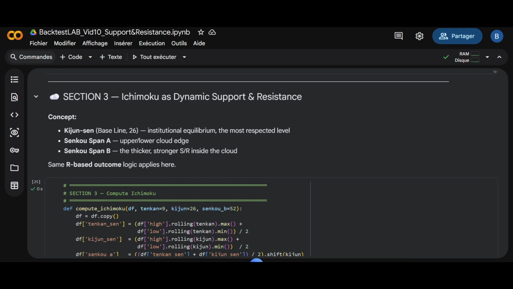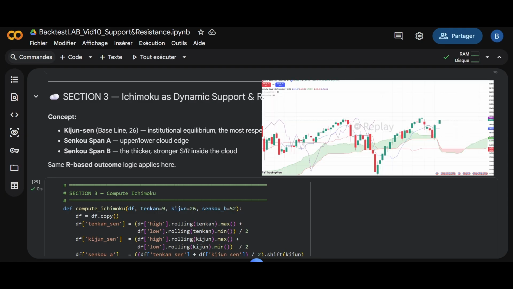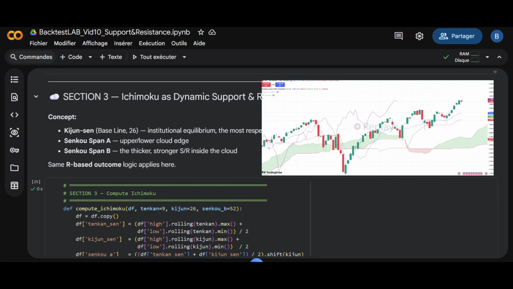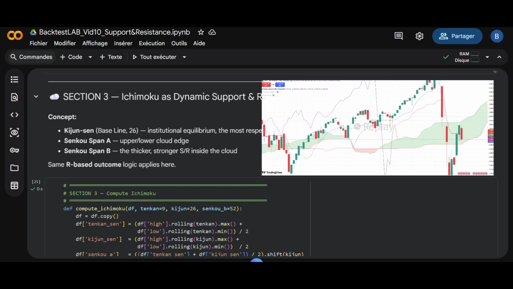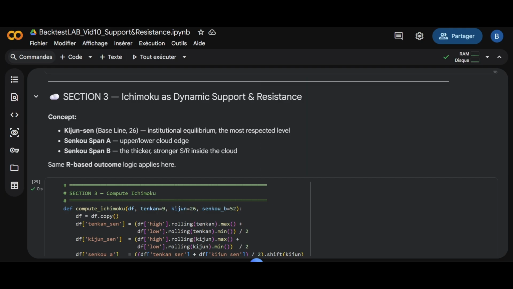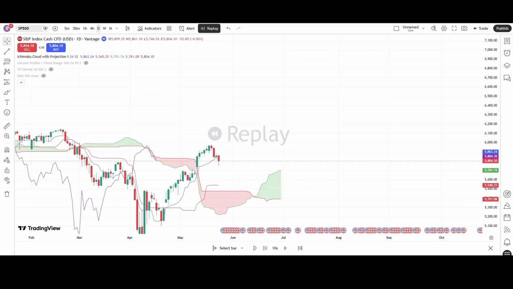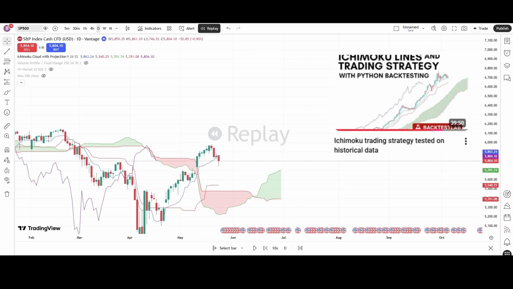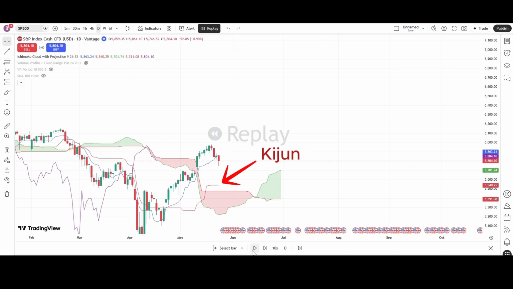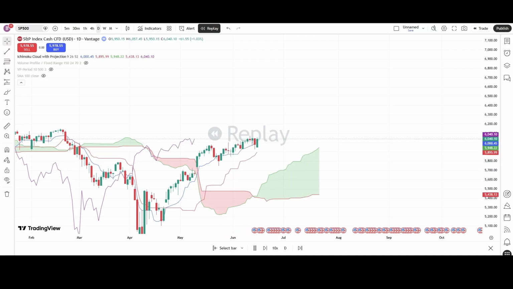Ichimoku is one of the most popular strategies to read the markets, and we can use it as support and resistance. And here we are using the main three lines, the Kijun, the Senkou Span A, and Senkou Span B. Let's see an example. If you are not familiar with Ichimoku, we have a full backtest video on the channel, and in this specific example, we are using the Kijun line as a support. And of course, you can use also the cloud if you want to.